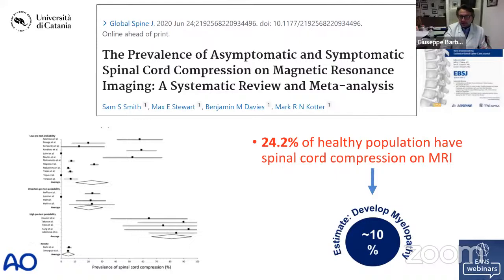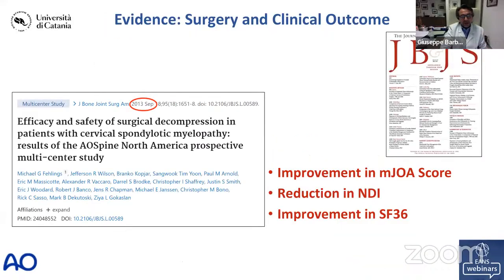Mark already showed this data. There is a significant percentage of people who do have spinal cord compression on MRI, about 25%, but only 10% of those are going to develop cervical myelopathy.